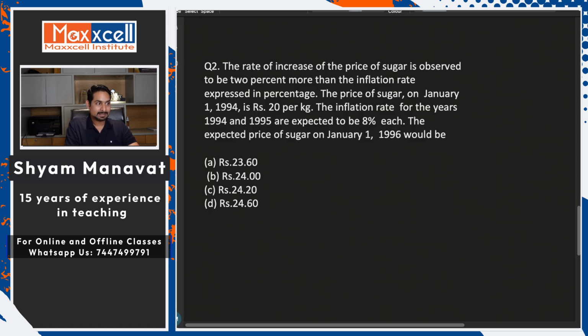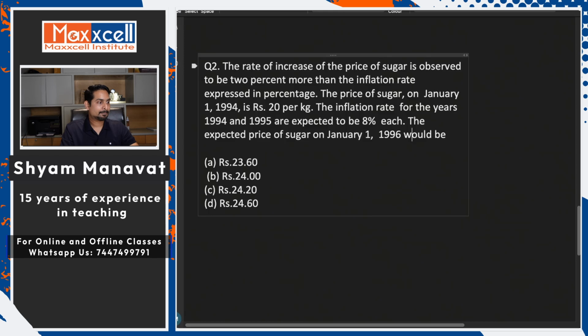The rate of increase of the price of sugar is observed to be 2% more than the inflation rate. The price of sugar in January 1994 was 20 rupees. The inflation rate for the year 1994 to 1995 is expected to be 8%.